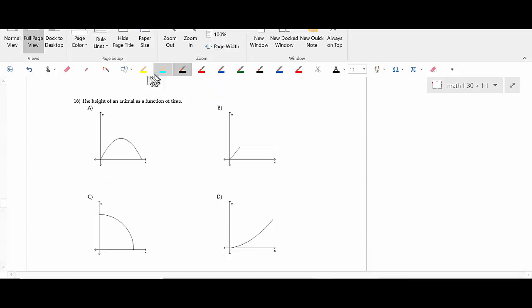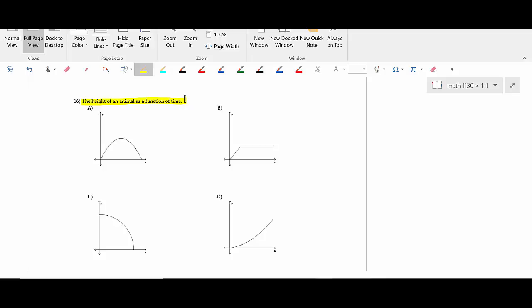Okay, here's one. This says the height of an animal as a function of time. So this is an animal, and we have to make some assumptions. The animal's born, the animal grows up, the animal dies. Right? So what does this one mean? This is time, that's height. So what is this? The animal's growing, it's born so it's real small, it gets bigger and bigger. Now what's happening? It's shrinking.